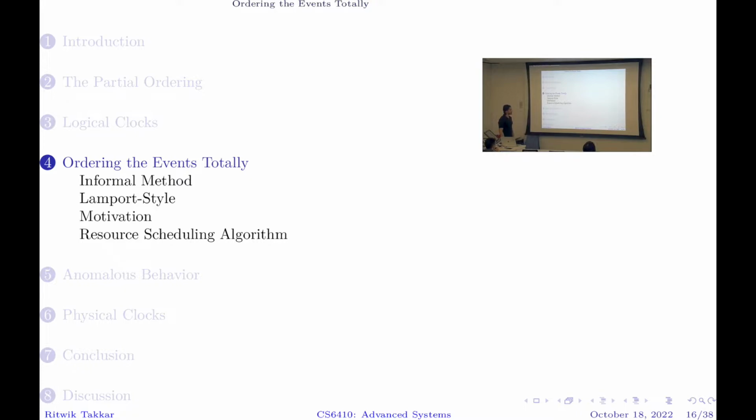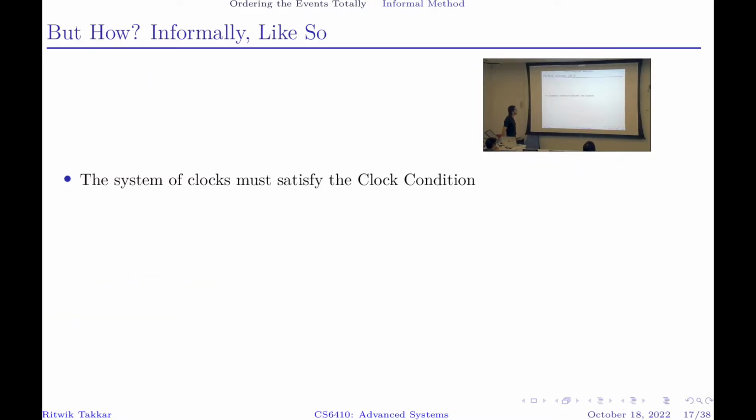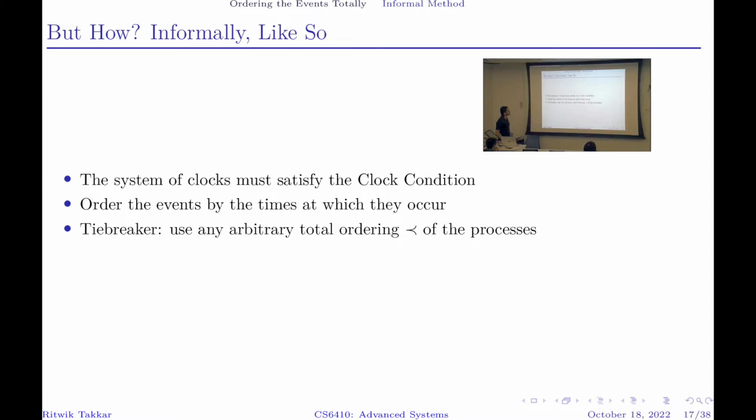Okay, let's talk about total ordering now. Let's go over the informal method to totally order systems. The system of clocks must satisfy the clock condition. We have to order the events by the time at which they occur. In case of a tiebreaker, use any arbitrary total ordering of the processes.